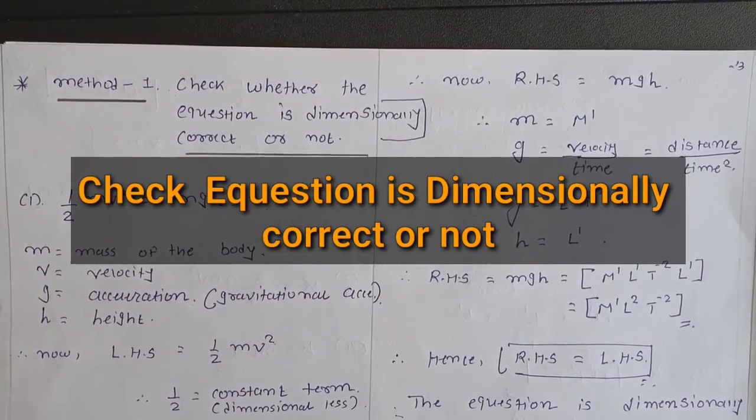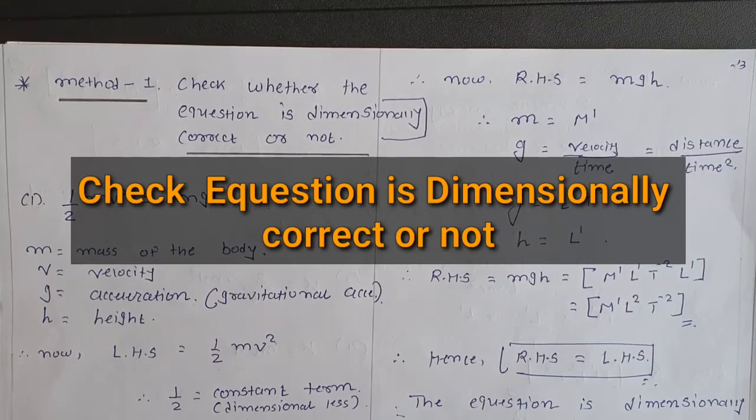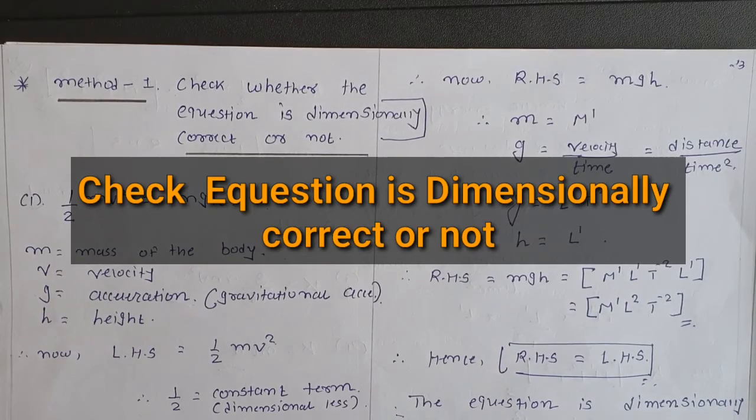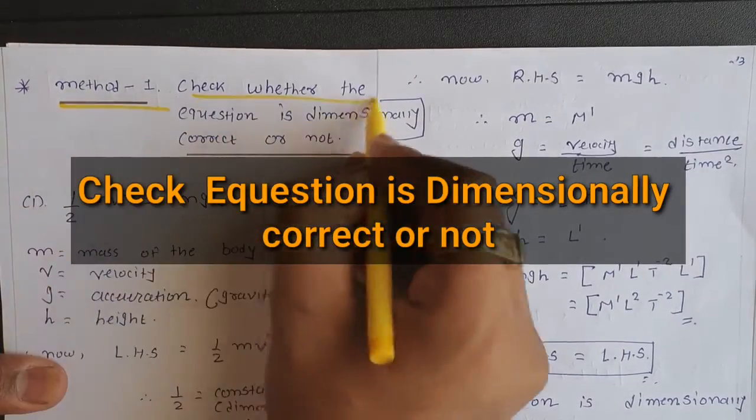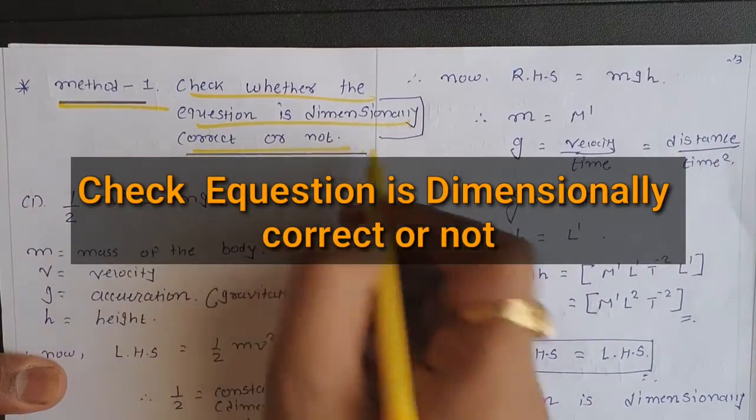Of you know about how to make a dimensional formula. Okay, so now our next topic is how to check whether an equation is dimensionally correct or not. Fine, now today we have to discuss method 1: checking whether the equation is dimensionally correct or not.